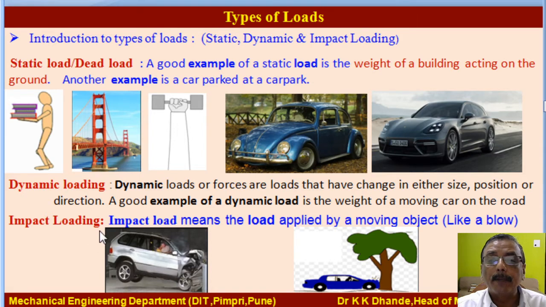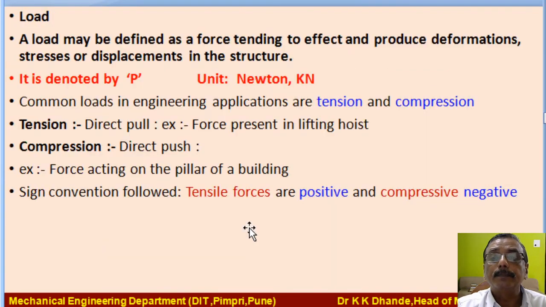Third is impact loading. Impact load means the load applied by moving bodies, moving objects. When the car is parked in the parking area, that is a static load. When the car is moving on the road, it is a dynamic load. But when the car is moving and an accident occurs, that is the impact load. Another example of the impact load is when we hit a nail with a hammer, with some falling load from a particular height. That is also called the impact load.